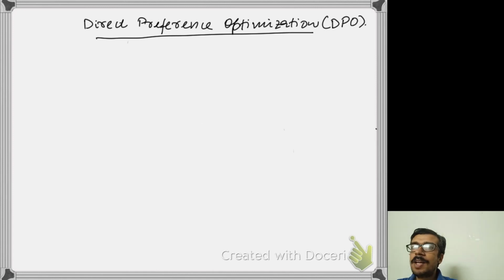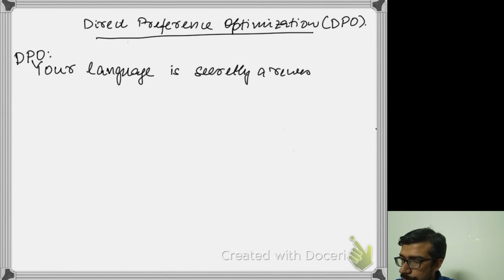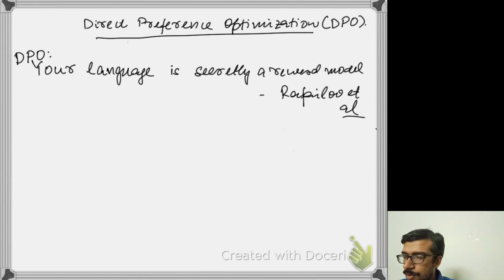I am Dheeraj Madan, and today we will be looking at a technique which is an alternative to RLHF, which goes by the name DPO. This was proposed in a paper titled "Direct Preference Optimization: Your Language Model is Secretly a Reward Model," by authors from Stanford, Rafailov et al. Rafailov is the first author. I'll post a link to the paper in the description box below.